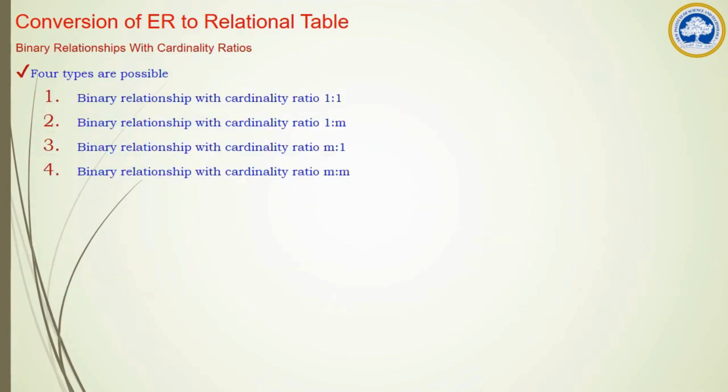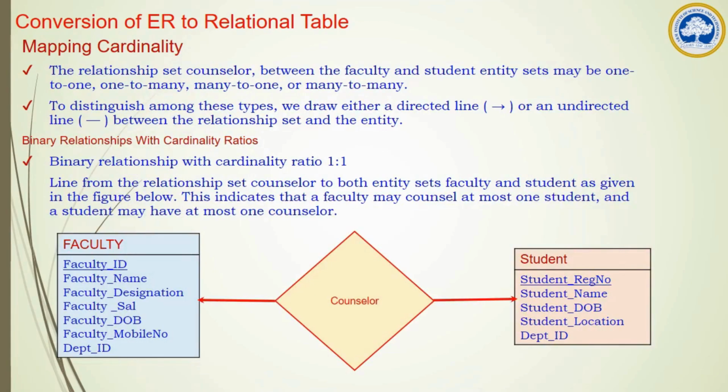Coming to the binary relationships with the cardinality ratios, there are four types possible. The first one is binary relationship with cardinality ratio 1 to 1, the second one is with the cardinality ratio 1 to many, the third is the cardinality ratio many to 1, and the fourth one is the cardinality ratio many to many. We will see them one by one.